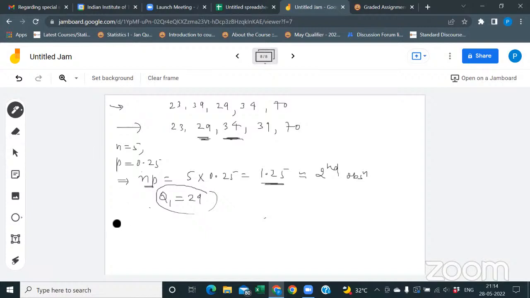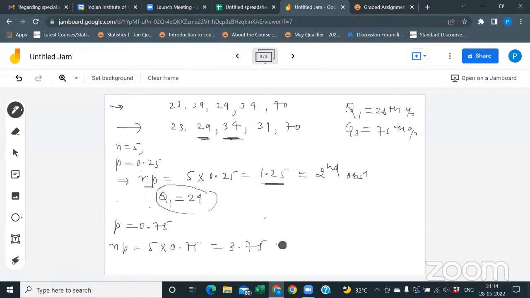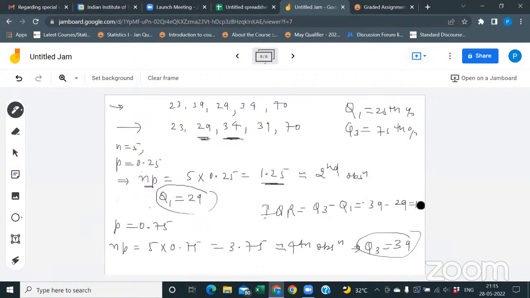Now for Q3, your P will be 0.75, because Q1 is the 25th percentile and Q3 is the 75th percentile. Your value of NP will be 5 into 0.75, which is 3.75. That means the fourth observation, 39. So your Q3 will be 39. So what will be your IQR? Q3 minus Q1, that means 39 minus 29 equals 10. Got it? Yes.